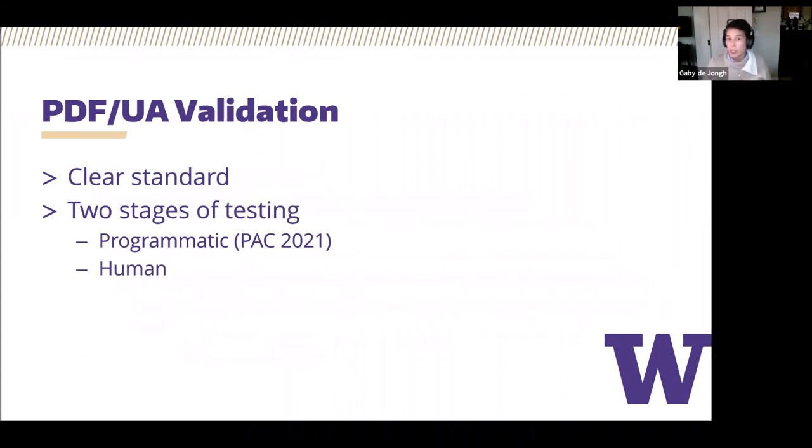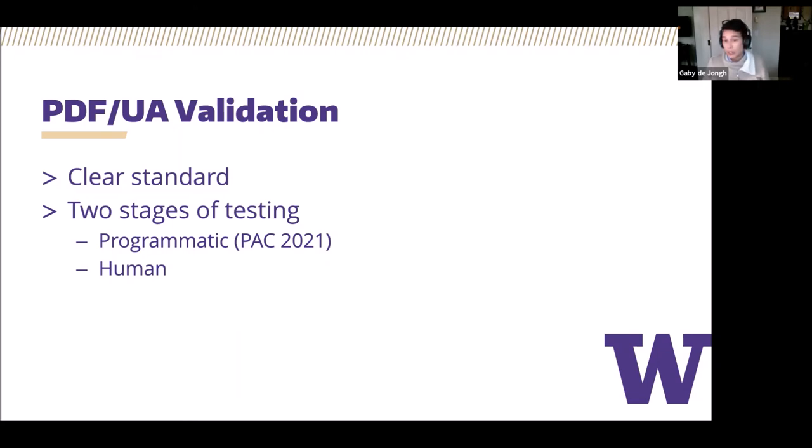PDF UA is the first complete definition of a set of requirements for universally accessible PDF documents. And it's a more stringent standard than what the built-in accessibility checkers for Office and Acrobat report, and requires additional work to ensure compliance.